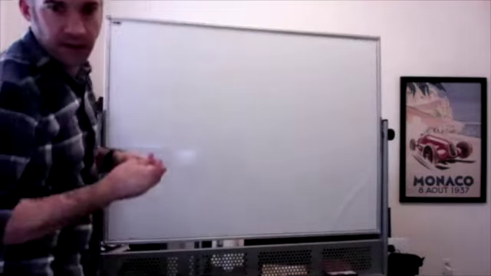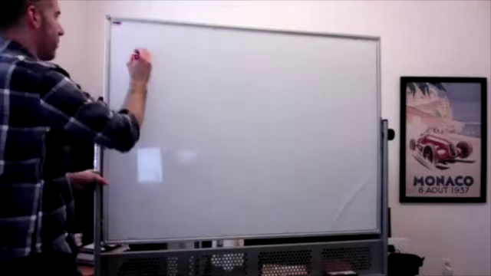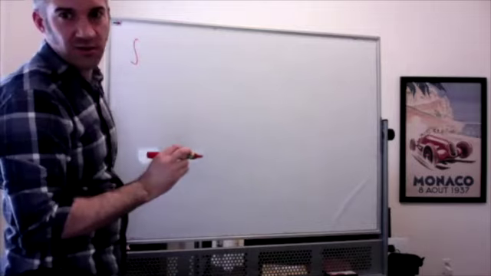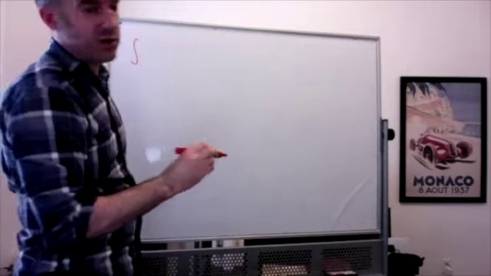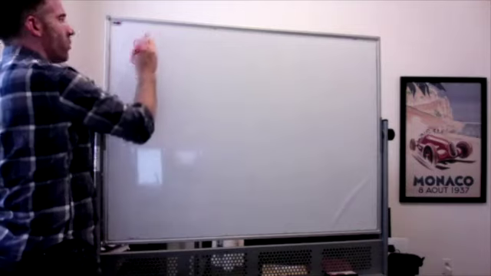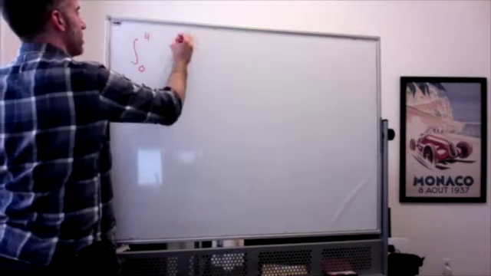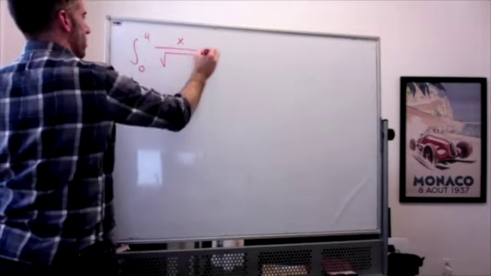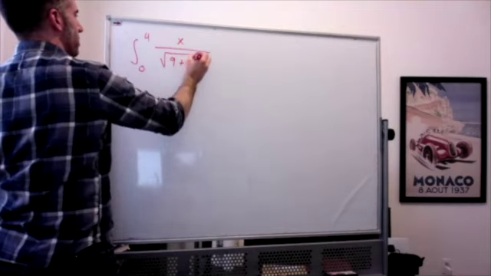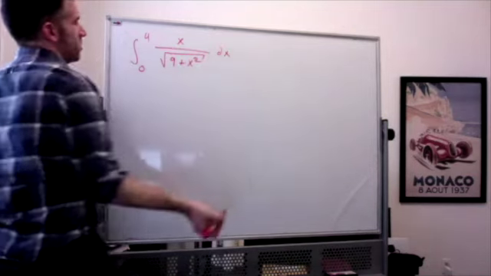So let's say we want to find the integral from 0 to 4 of x over the square root of 9 plus x squared dx.